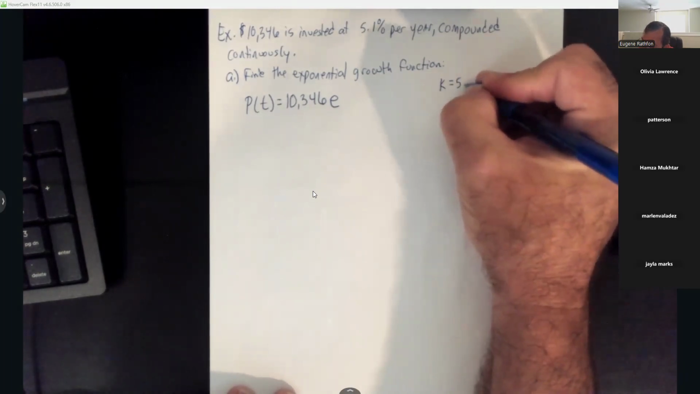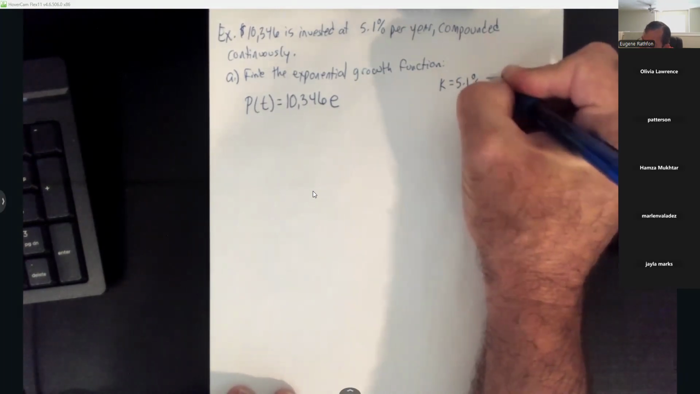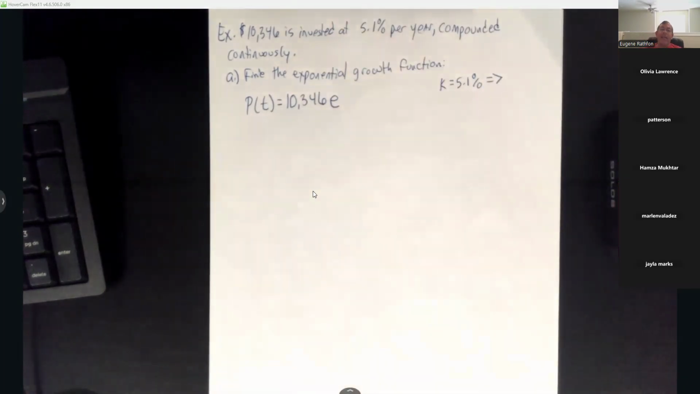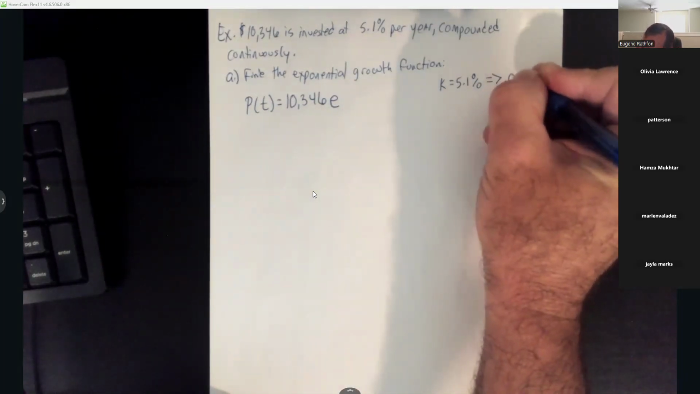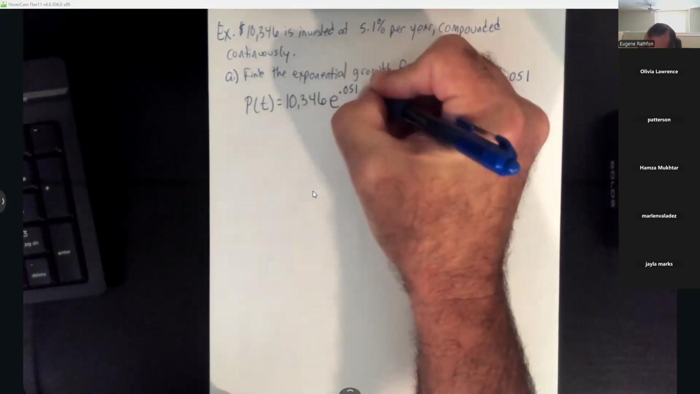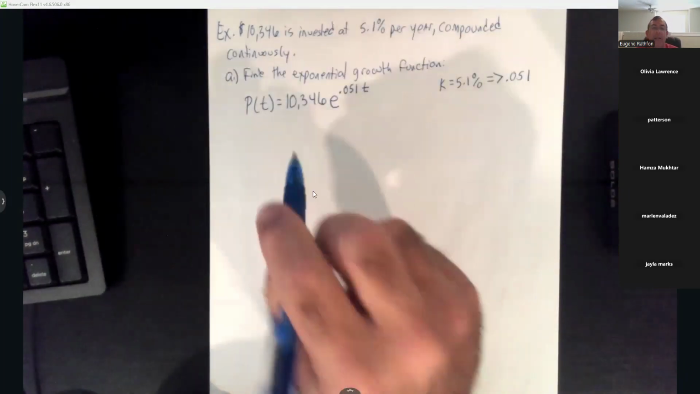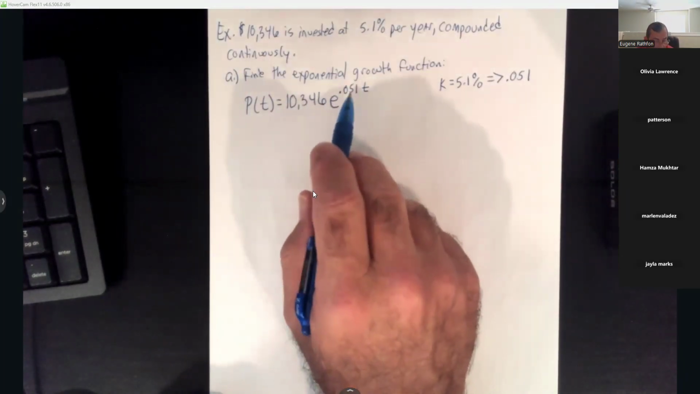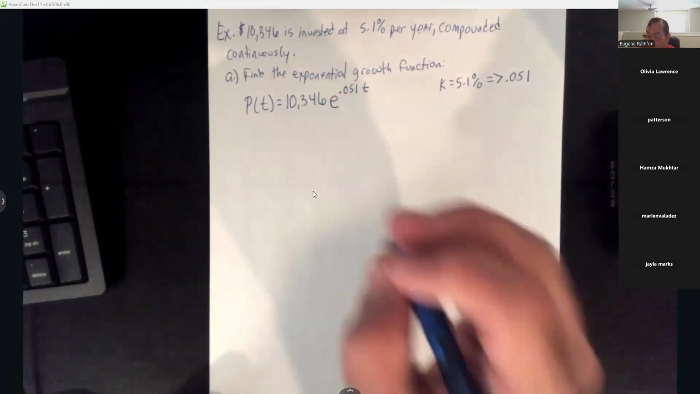So that was 5.1%. We need that in decimal form, so convert from the percent to a decimal. And I got 0.051? Good job. So that's going to give me e to the 0.051 times T. This is now the formula we're going to use to find our amounts.